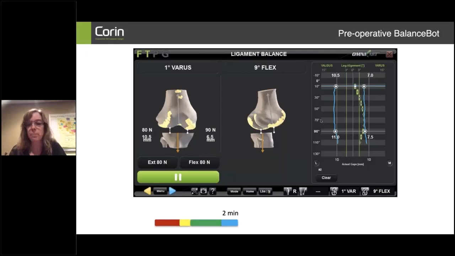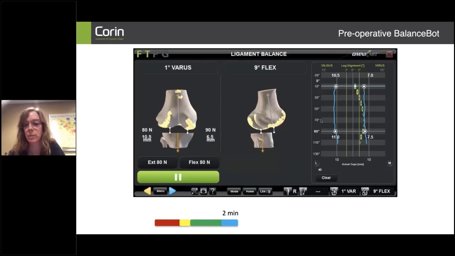Okay. Starting at 80. Going over to the right-hand side of the screen, it is collecting data points. You can see here at 90 degrees, you have two dots, an 11.0 and a 7.5. That is the elongation, the resulting elongation in millimeters of your ligament at 90 degrees of flexion. So your lateral collateral ligament has a displacement of 11 millimeters. Your medial collateral ligament, 7.5. As you go to 10 degrees, 10.5 laterally, 7.0 medially.